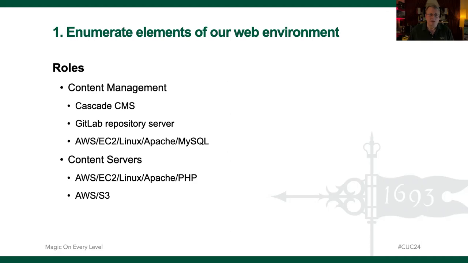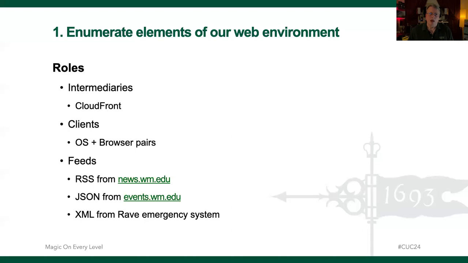Our content servers include additional AWS EC2 Linux containers, this time configured with Apache and PHP to serve Cascade published potentially dynamic code and content, plus an AWS S3 bucket, to which Cascade and our GitLab server publish certain static files, and from which those files are served. We have one intermediary system, CloudFront, which is Amazon's globally distributed reverse proxy and cache system that sits between our content servers and our clients.